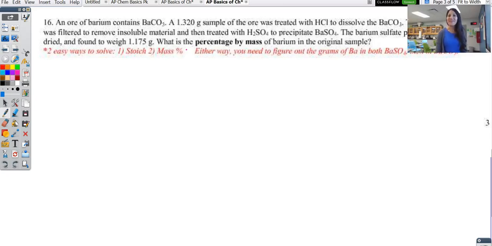Okay, happy day, everyone. So today what we're talking about is what I would call an impure substance problem. I want to make sure that before we start this, you really have an understanding of what this problem is asking you to do.